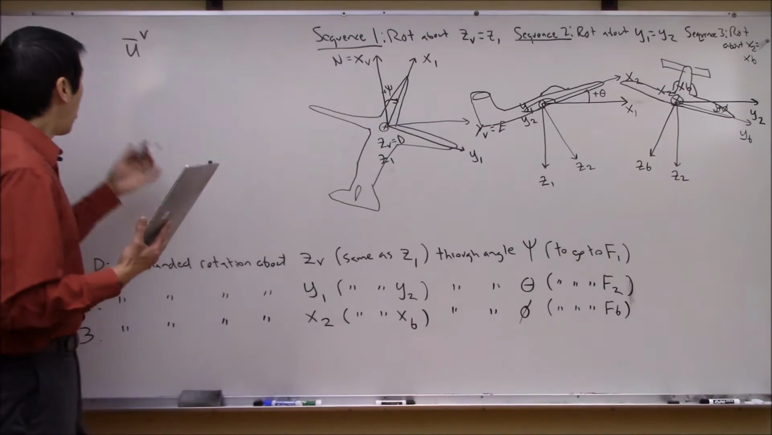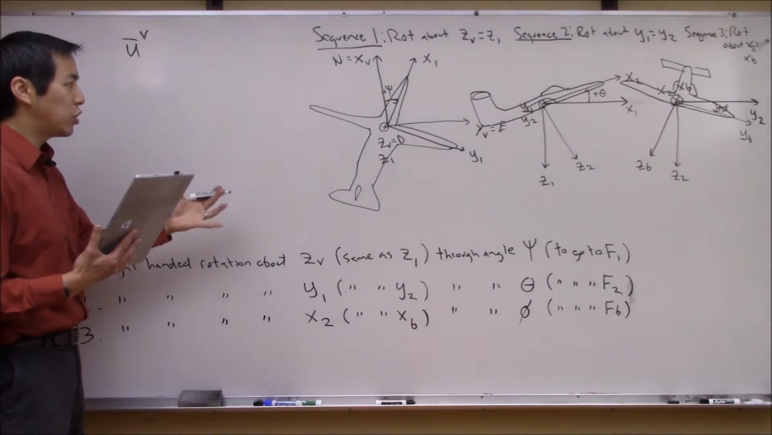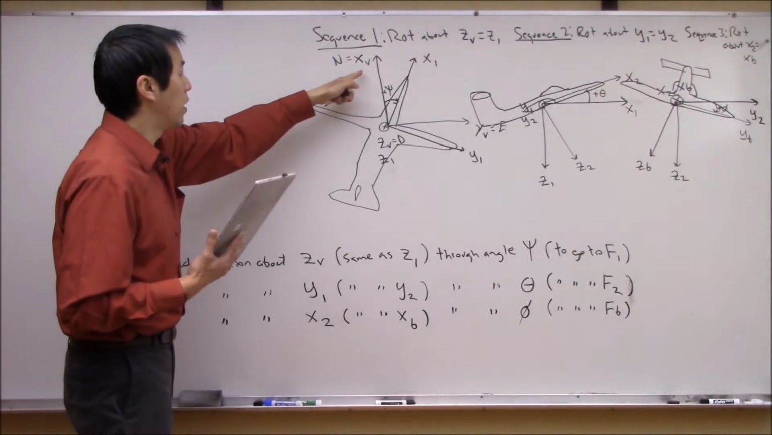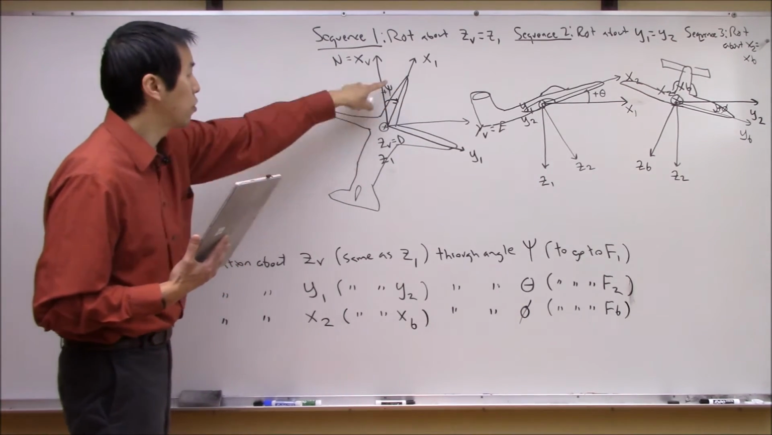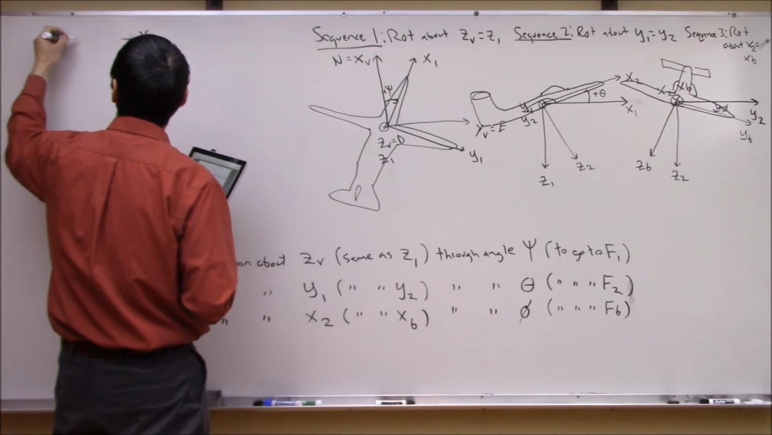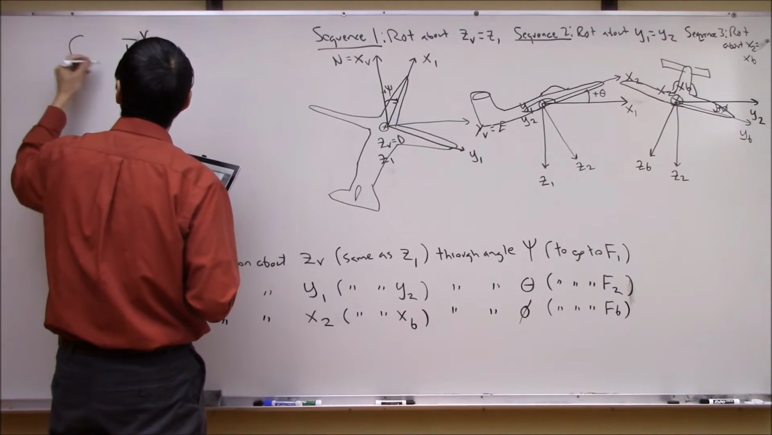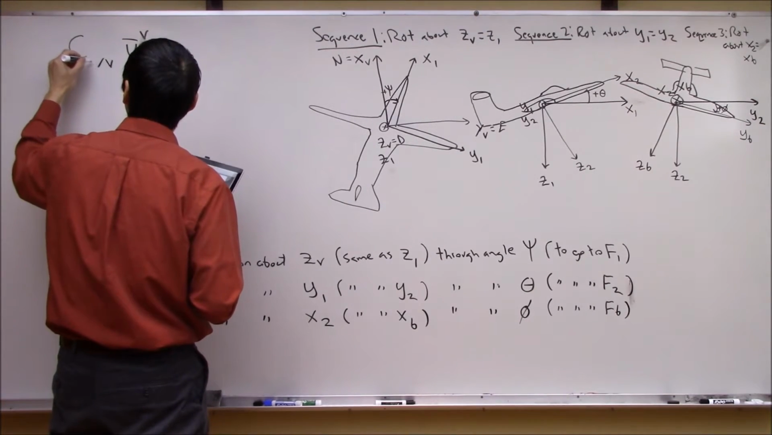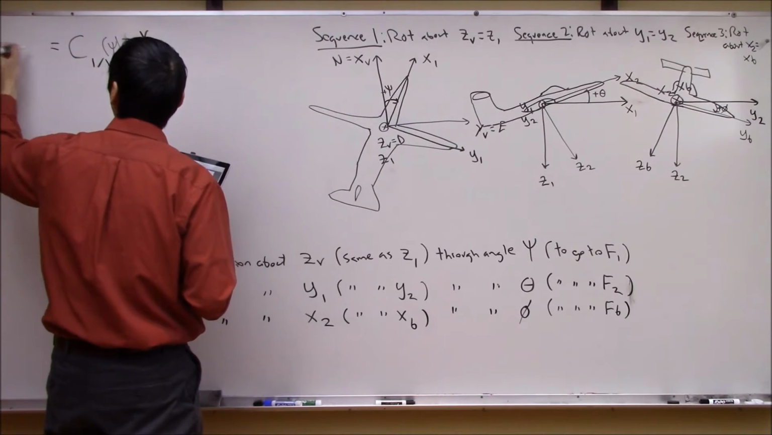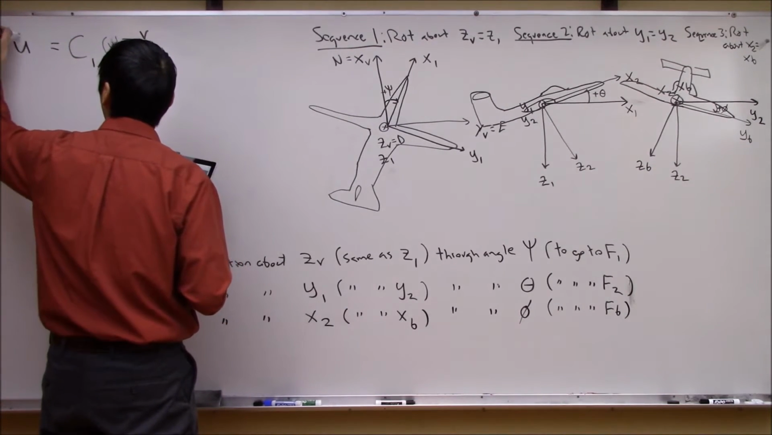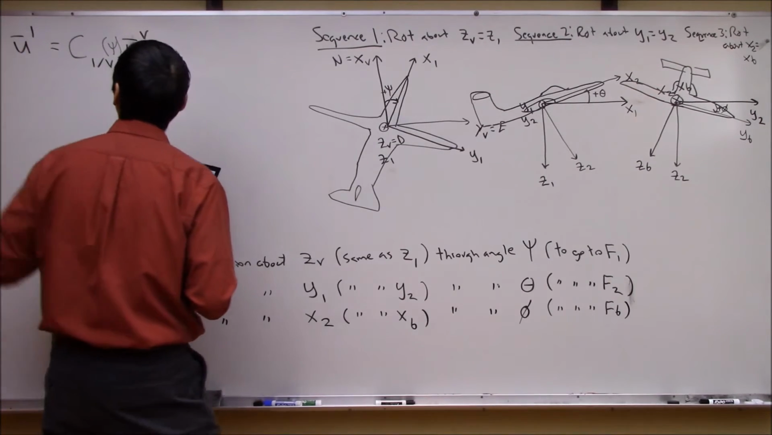So all that is, is a rotation matrix from one frame to another about a z-axis through an angle psi. It's a rotation matrix from V to the 1 frame through the angle psi, and that is going to yield the same vector, but now expressed in the 1 frame, okay?